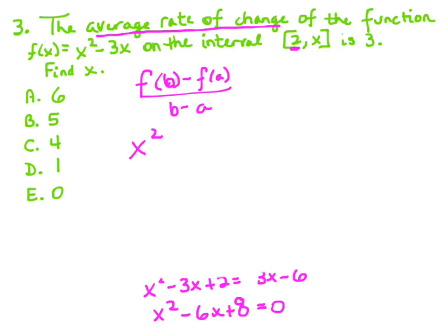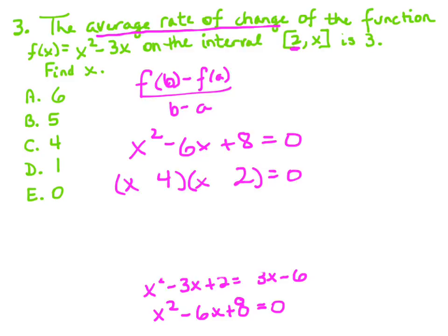And I've got x squared minus 6x plus 8 equals 0. So I'm going to factor this. And we get x and x. Numbers that multiply to give me 8 are 4 and 2.